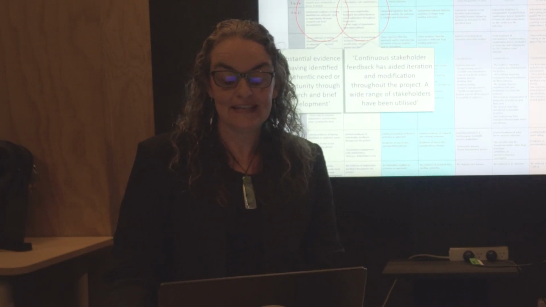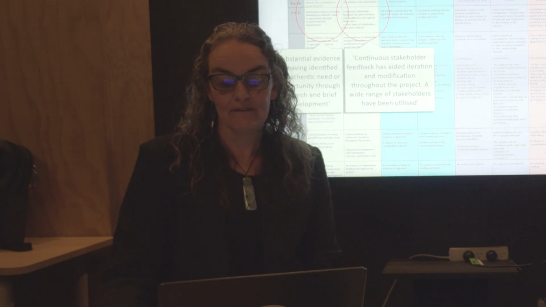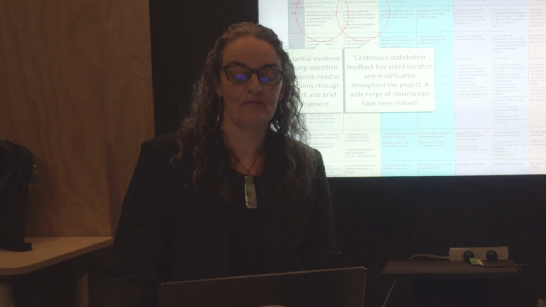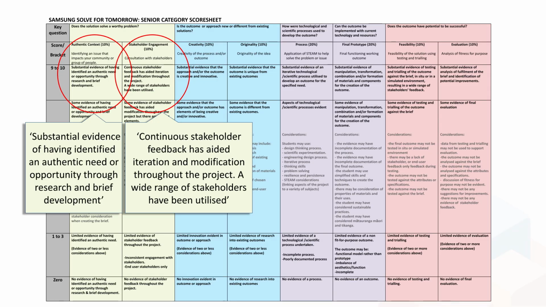The scoring sheet for the senior category for the Samsung Solve for Tomorrow competition focuses clearly on the question: does the solution solve a worthy problem? As you can see here on the score sheet, we are focusing clearly in this area on that key question. The key areas that we are looking at are that you have provided substantial evidence of having identified an authentic need or opportunity through research and brief development, and that you have provided evidence of continuous stakeholder feedback which has aided iteration and modification throughout the project. You have also utilised a wide range of stakeholders for their feedback to help you progress the project itself.